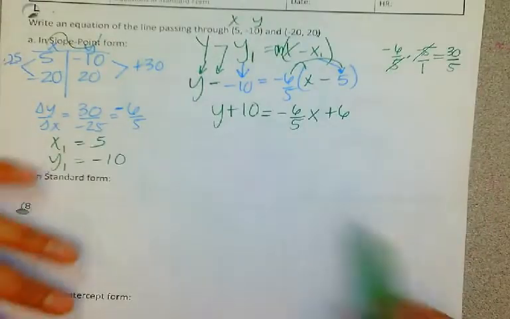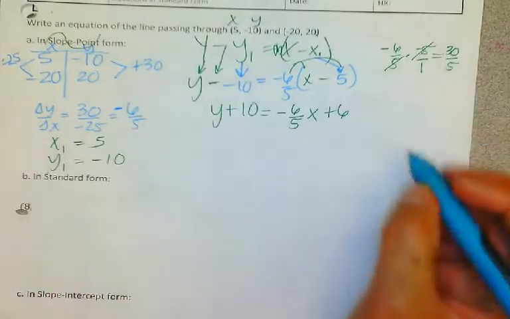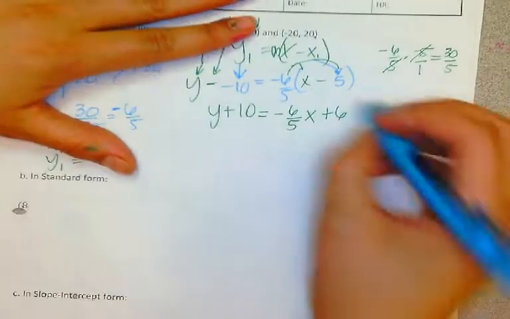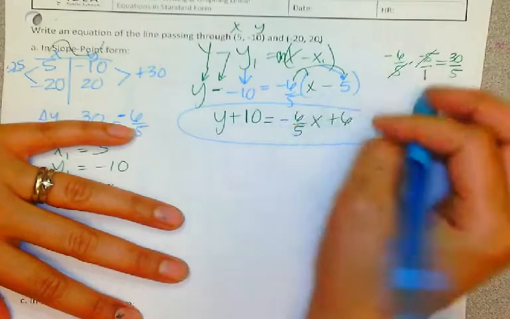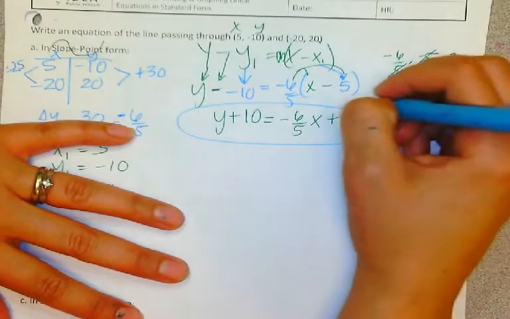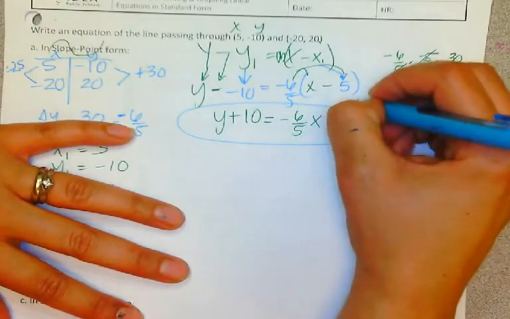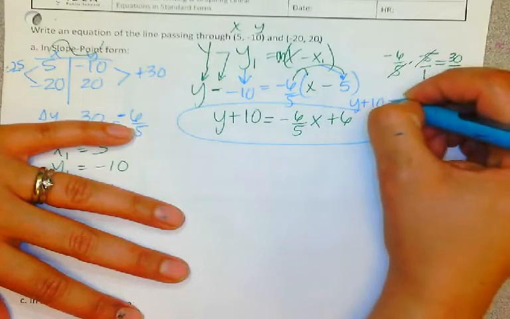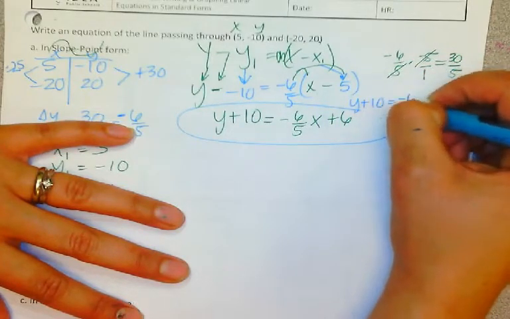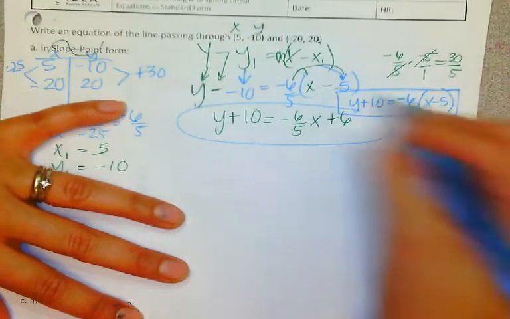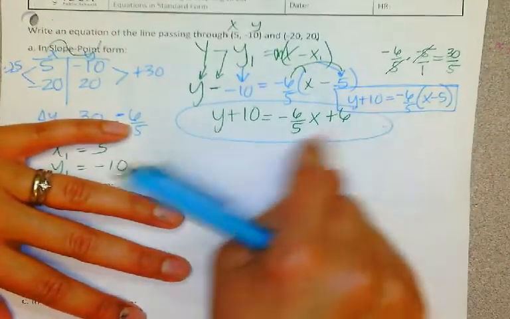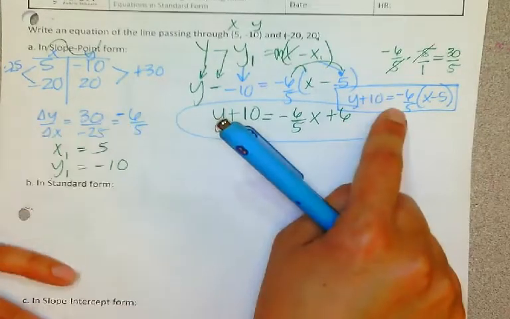Okay? So right here, I'm effectively done. Actually, I was done over here. You can leave it like that, or you can do it also with the parentheses before you even distribute. So if you left it like this for this question, this is also correct, because they just want you to do it in point slope formula.